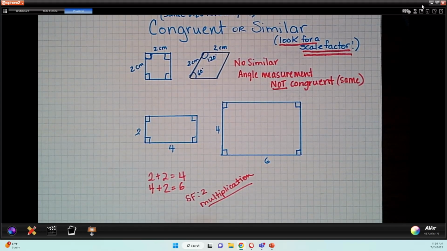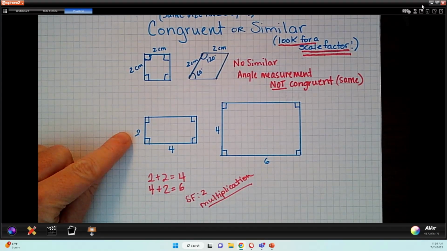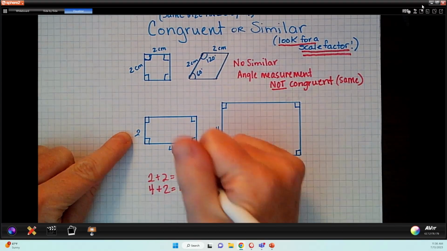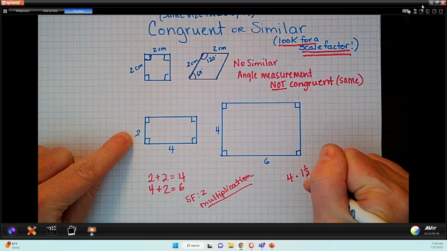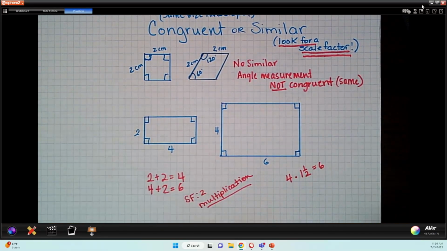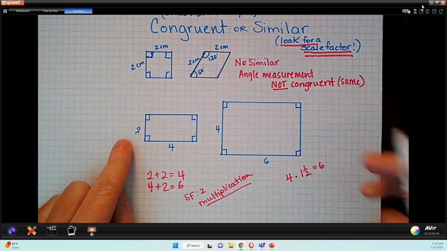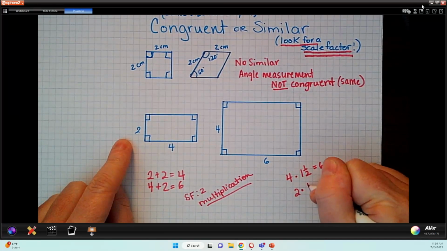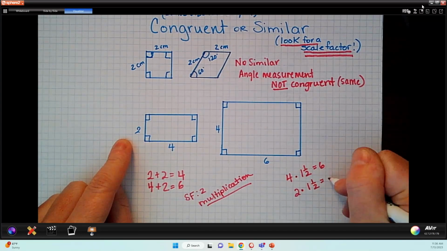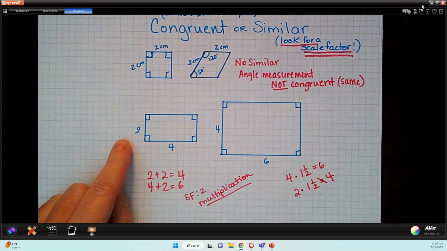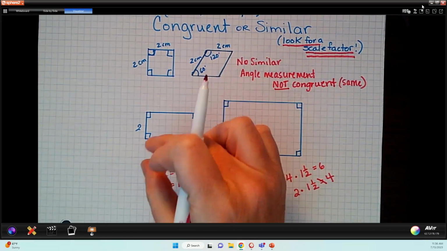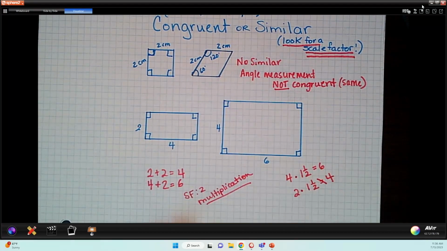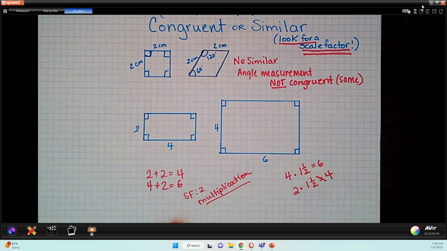So what's going on here with these shapes? The other student said that the scale factor was 1.5. Well, that's interesting because 4 times 1.5 does equal 6. However, when we do 2 times 1.5, we do not get 4. See that? So these are not similar. In order for them to be similar, we would have to multiply both the length and the width by the same scale factor.